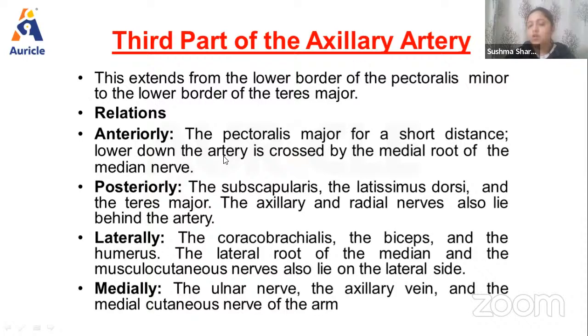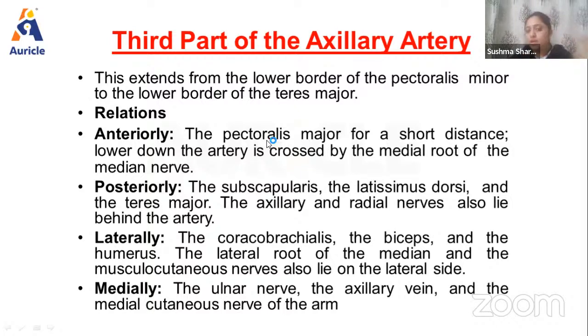What is the root value of the median nerve? Homework question number 4. What happens when there is an injury to the median nerve? So these are the 4 questions that I've asked. I expect an answer in the next class. Posteriorly, the subscapularis and latissimus dorsi and teres major.